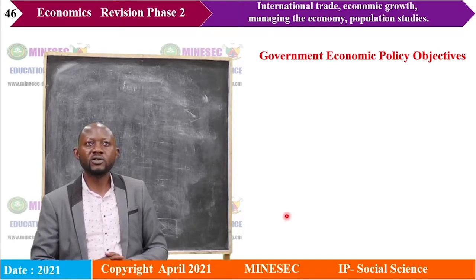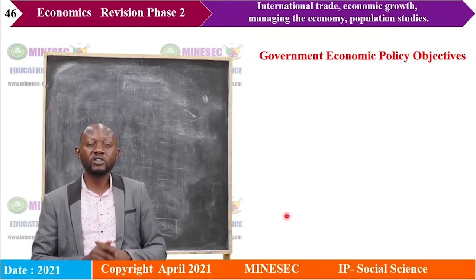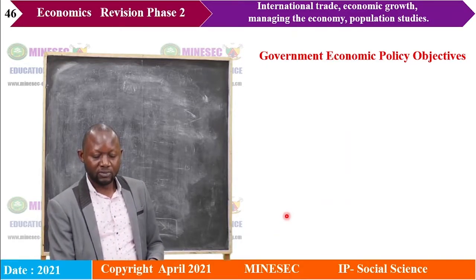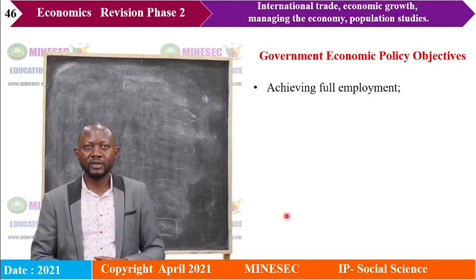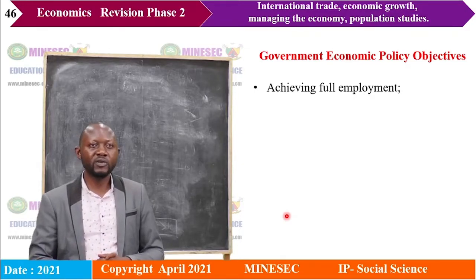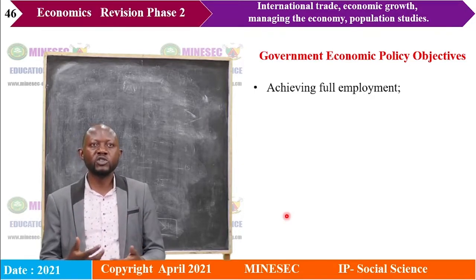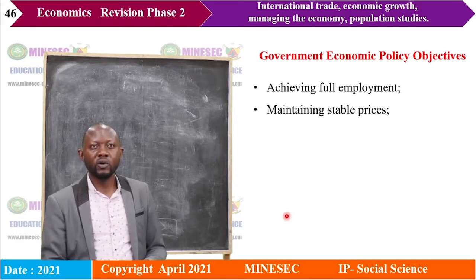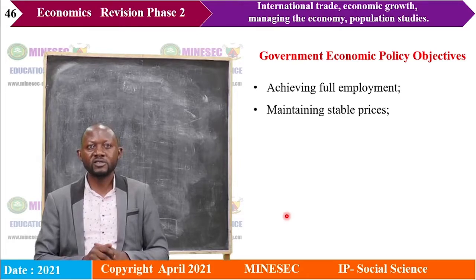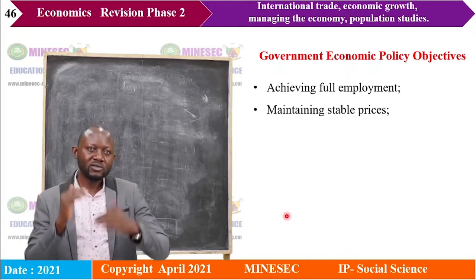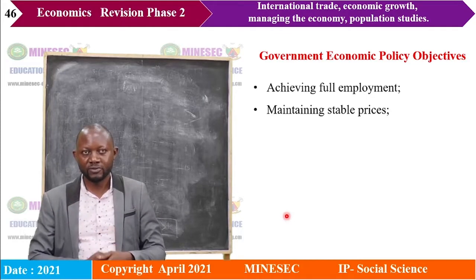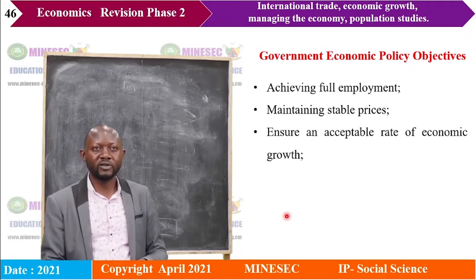Now, let's look at government economic policy objectives, or better still, macroeconomic objectives. We'll start with achieving full employment. One of the objectives of the government is to make sure that everyone who is willing and able to work is able to get a job. Equally, the government is out to maintain stable prices, avoiding inflation and deflation, so that prices should be stable in the market. That's another objective of the government.